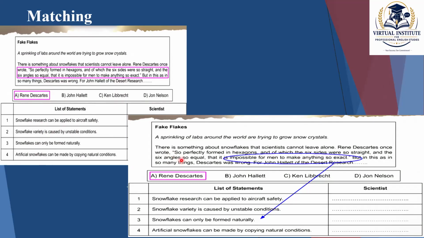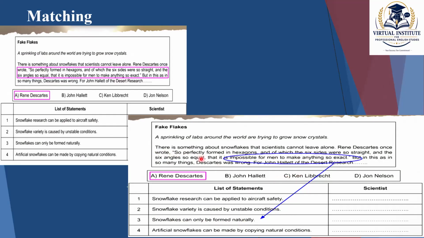As you can see in this example, this opinion is related to René Descartes. The third one, snowflakes can only be formed naturally, right? If you read it, Asia, could you please read this whole paragraph for me?